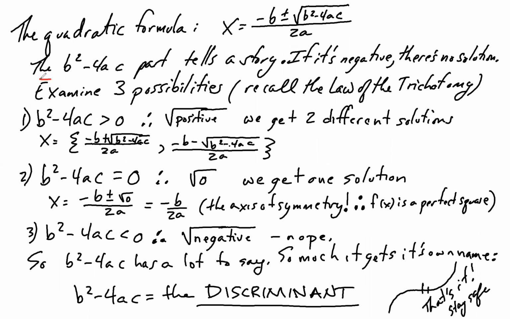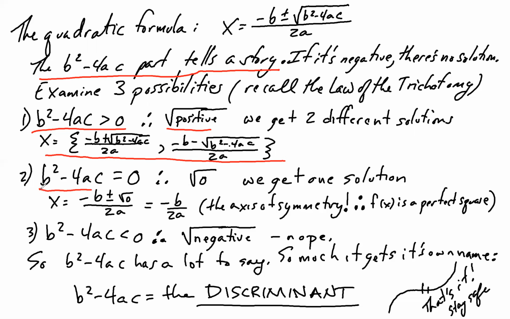Okay. b squared minus 4ac really does tell a story, so much so that we give it its own special name called the discriminant. If it's negative, there's no solution. So we have 3 possibilities, if you remember the law of trichotomy, that a number is either negative, 0, or positive. So all we have to do is check those 3 cases. Let's check to see what happens when it's positive. Well, that means I get the square root of a positive number, and I'll have minus b plus the square root of that number, and minus b minus the square root of that number, and I'm going to end up with 2 solutions.